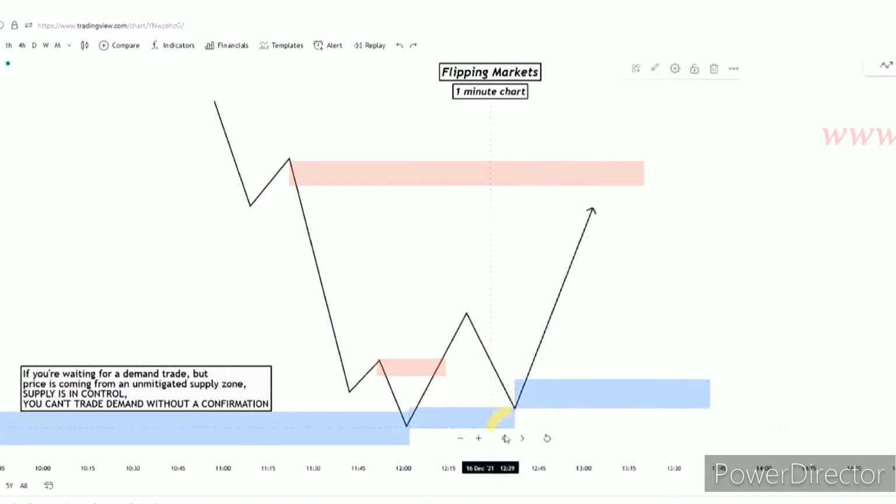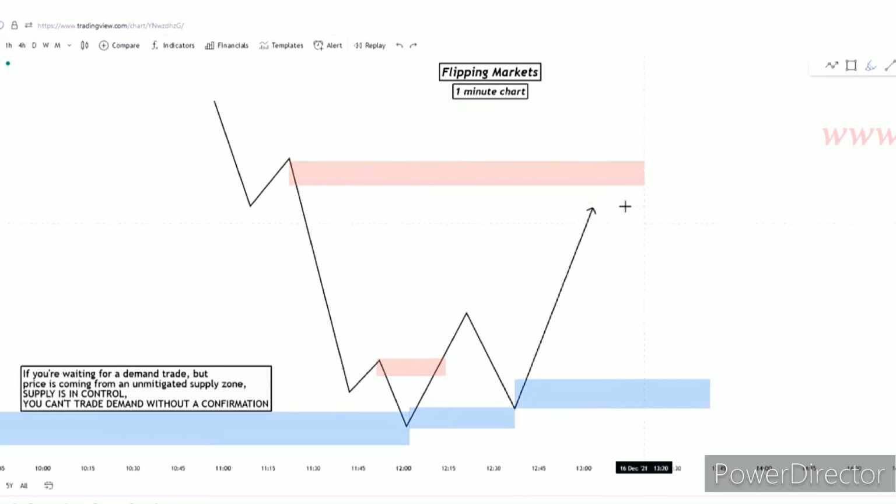After the tap of this freshly formed demand zone, price created a break of structure again to the upside with inefficient movement. Okay, after this, if you want to execute a demand trade here and follow the trend, you have three possible scenarios. If price taps into a supply zone, comes up here, reverses, then supply will be in control again, and you can't execute a demand trade without any confirmation because you always want to trade the controlling side of the market. If supply is in control, you can't open a demand trade because there will be a high chance for you to get stopped out. So in this case, you should always wait for a confirmation entry. We will talk about confirmation entries in the next unit.